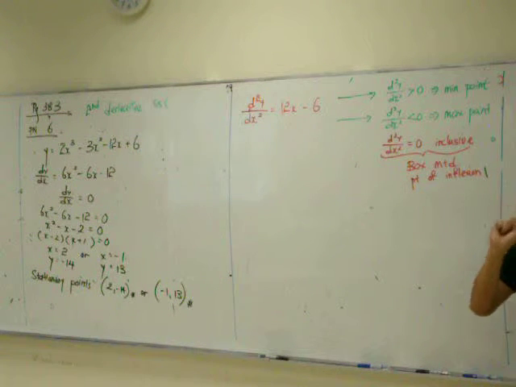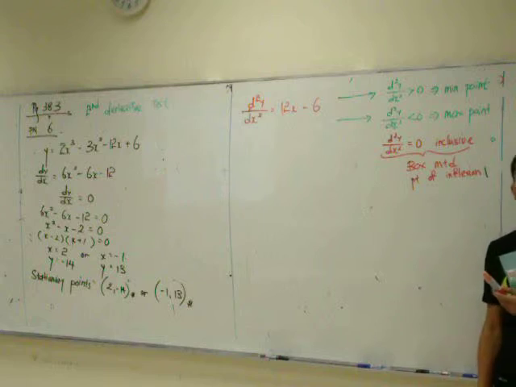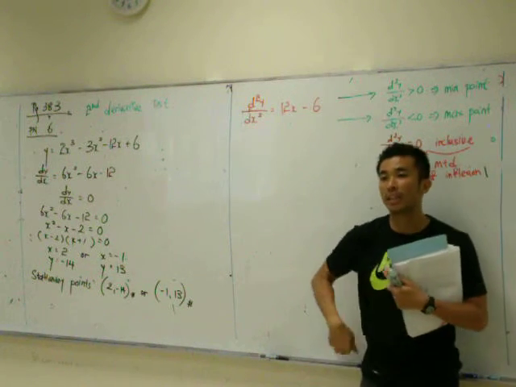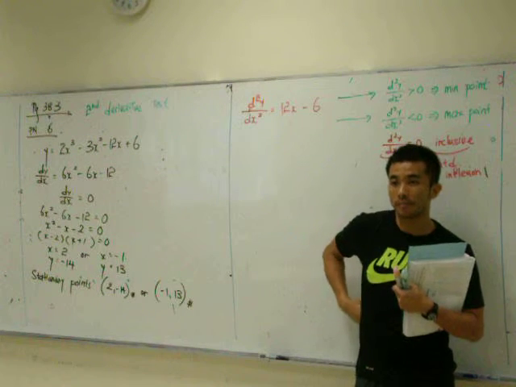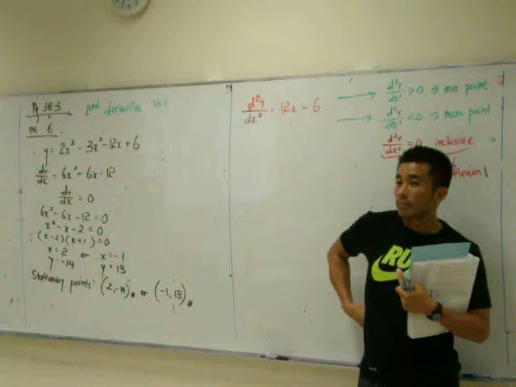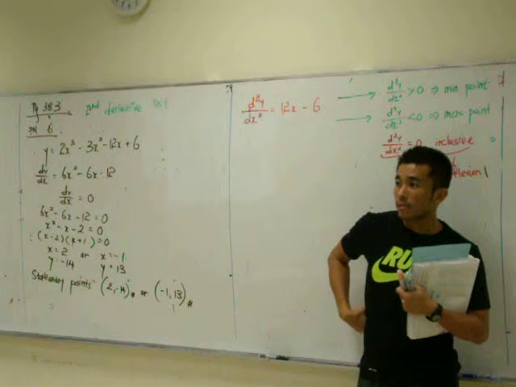And there is another reason. What do you think will be another reason why sometimes we may not want to use the second derivative test? Anyone? Anyone?